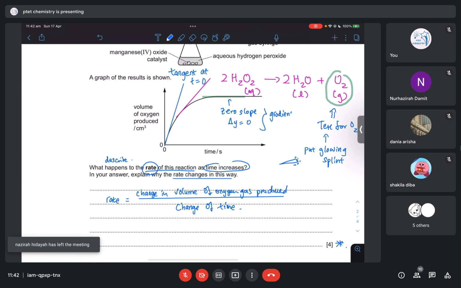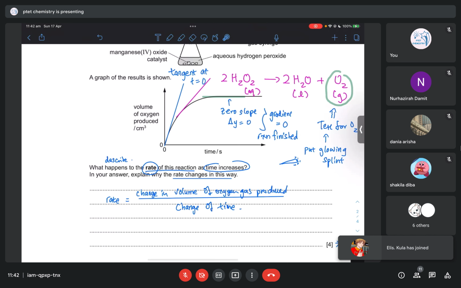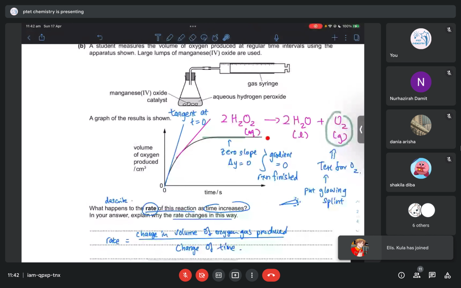So that means your gradient is 0. And what is our gradient? The gradient of this graph is rate of reaction. So you have 0 rate here. Why is there 0 rate of reaction? Because the reaction finished. Why is the reaction finished? Because your reactants must have been used up. So there is no more products being formed. There is no more reaction, no more products being formed.